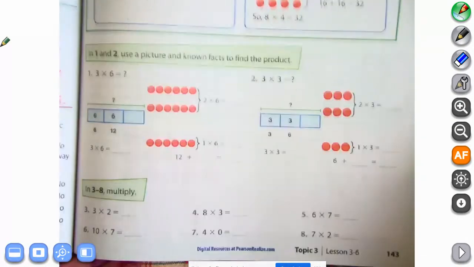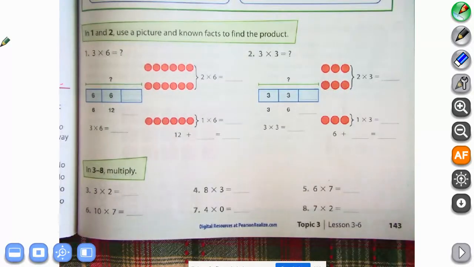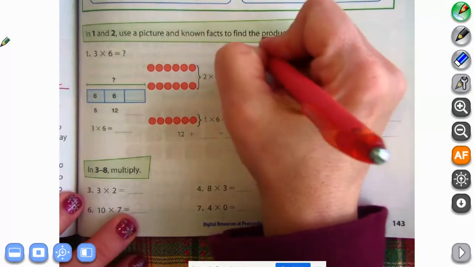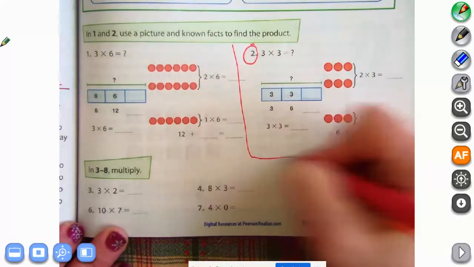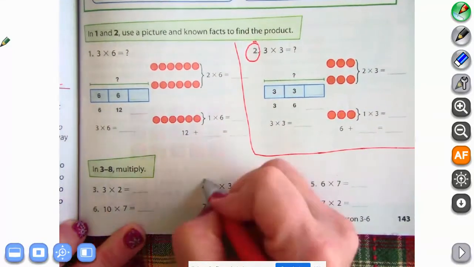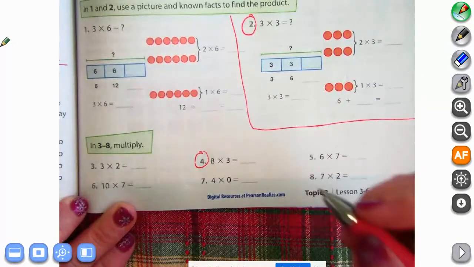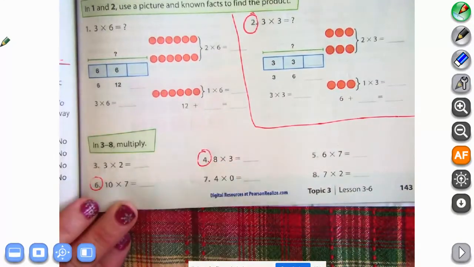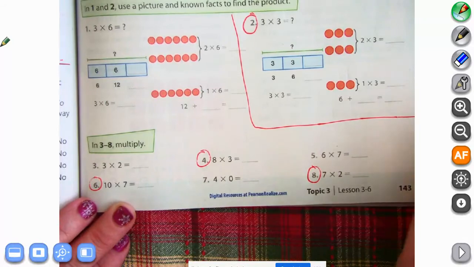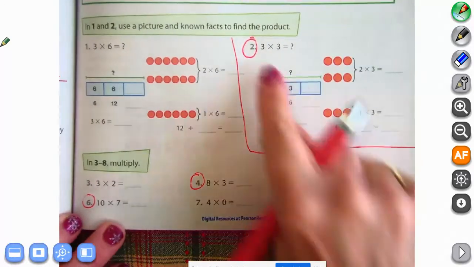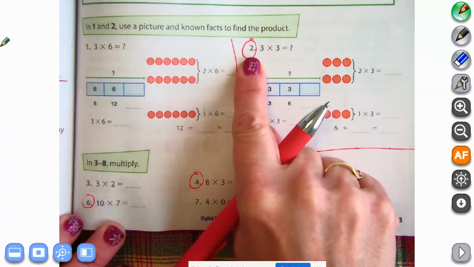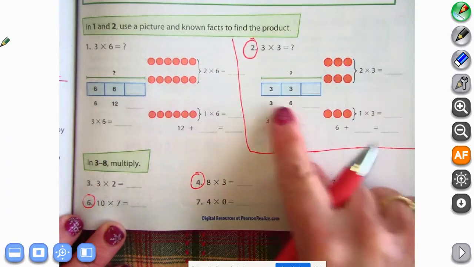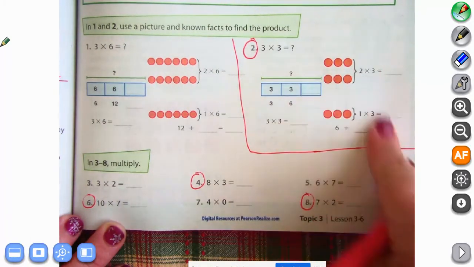All right, we're going to do only the evens today. So I want you to go through. I want you to circle number 2. That's this whole thing right here. Number 4 down at the bottom. Number 6. Number 8. Okay, let's read those real quick. Use a picture and known facts to find the product. 3 times 3 equals what? Let's do the bar diagram and the known facts.